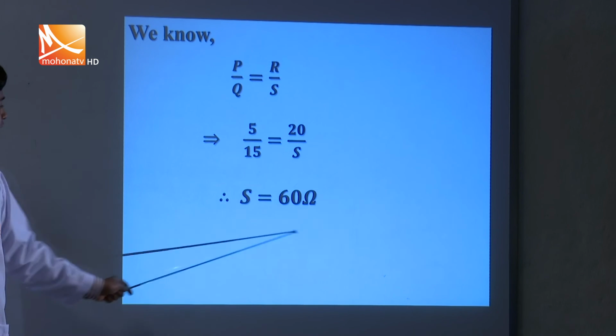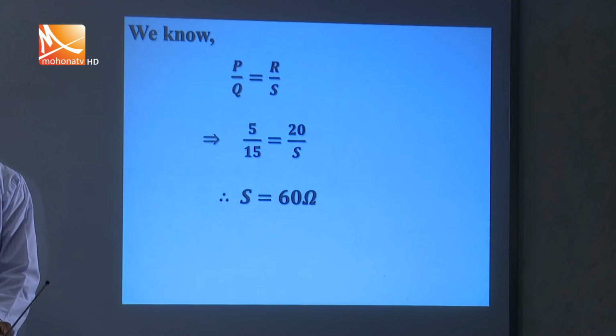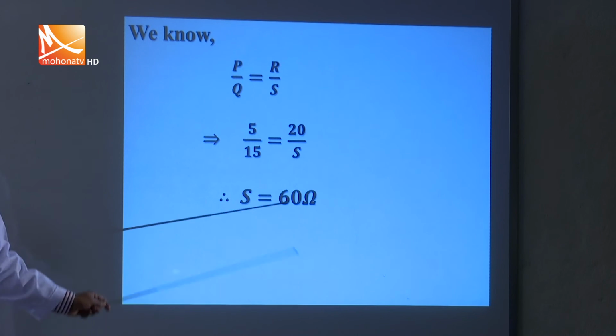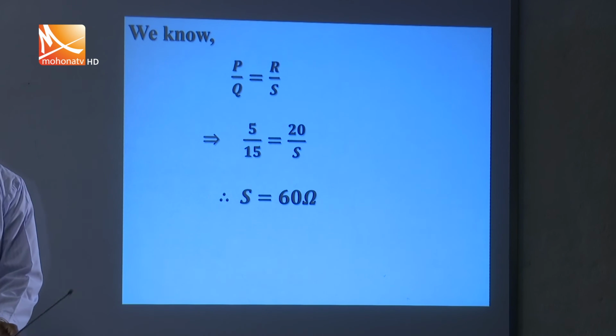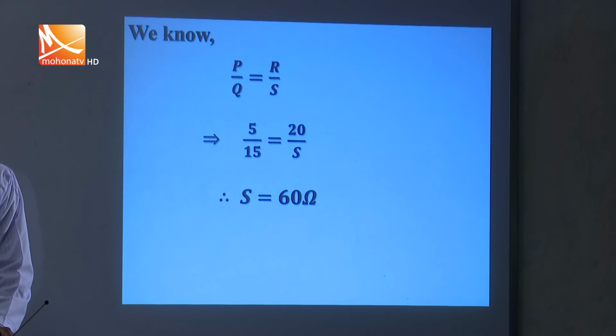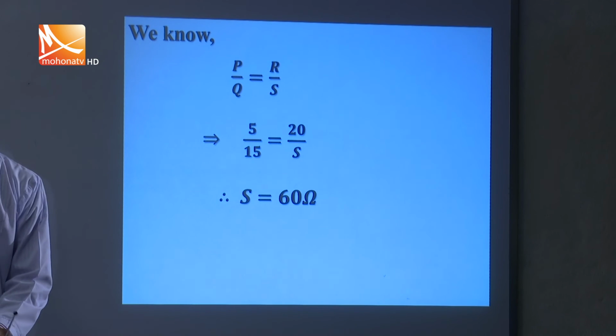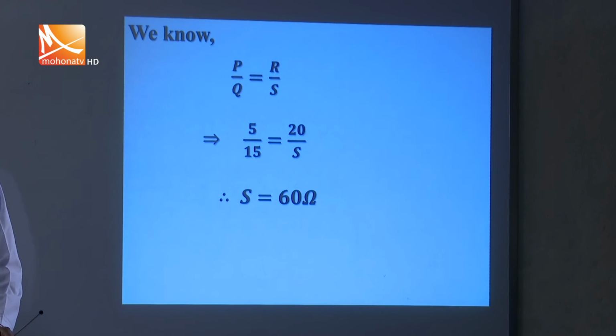Here the required value is 60 ohm, but the given value is 100 ohm. How can you rearrange this? You know that if resistances are in parallel combination, it gives a lower equivalent resistance.